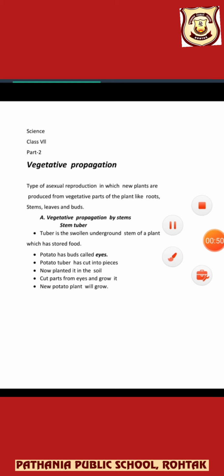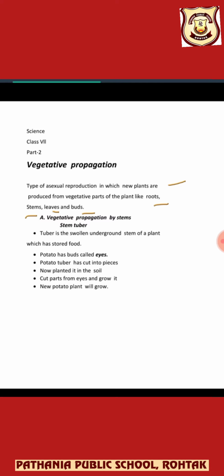It's a type of asexual reproduction in which new plants are produced by the vegetative part of the plant. Means a new plant is produced from the roots, stems, leaves and buds. So from this part of the plant, a new plant is reproduced, and that is the vegetative part of the plant.